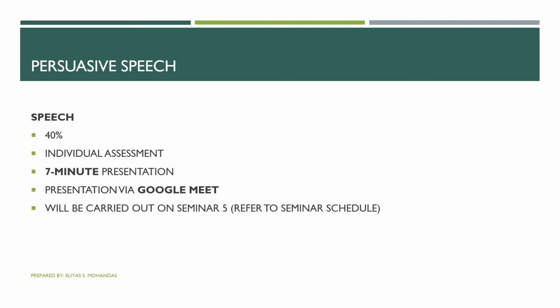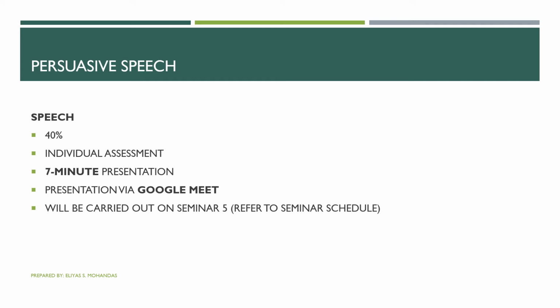Now let us talk about the speech. Very similar to your informative speech, the speech is 40%. It is an individual assessment. Instead of the 5-minute presentation for your informative speech, persuasive speech, on the other hand, requires you to present for 7 minutes, an addition of 2 minutes. Again, your presentation will be via Google Meet, and it will be carried out in Seminar 5. So again, you need to refer to the seminar schedule.